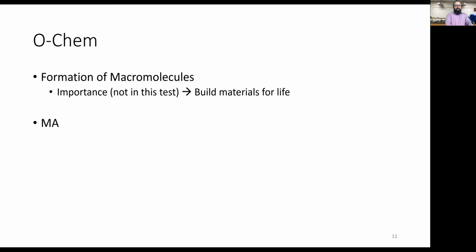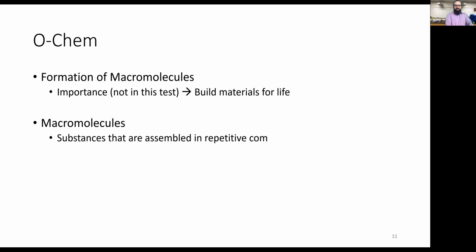Macromolecules, in this case, are substances that are assembled in repetitive components. Not that I'm going to ask you that definition, believe it or not. That means that there's a pattern.